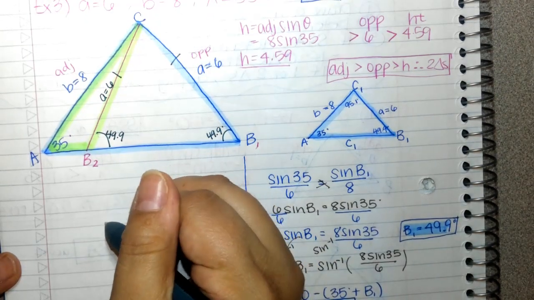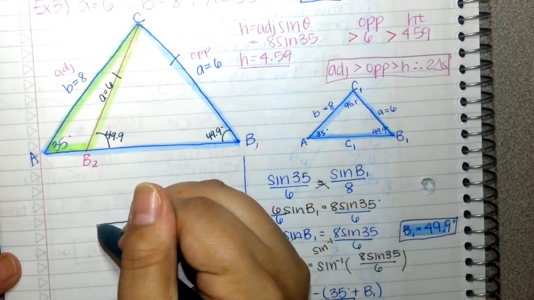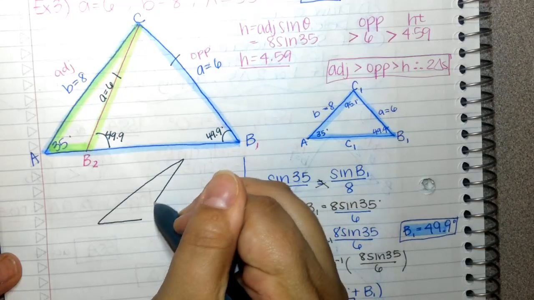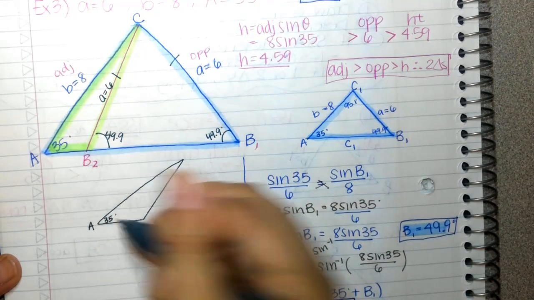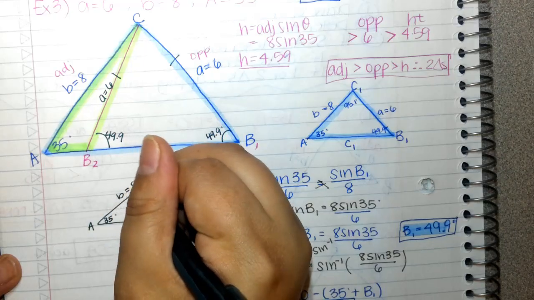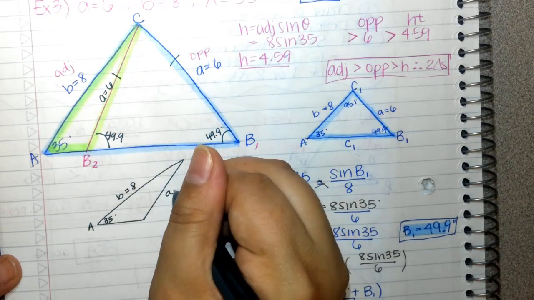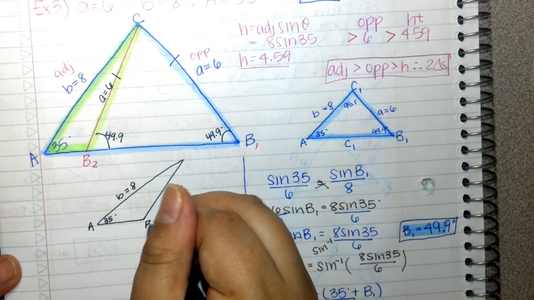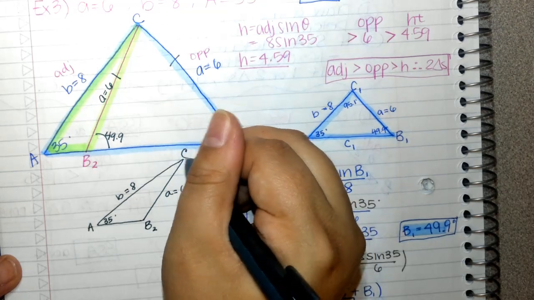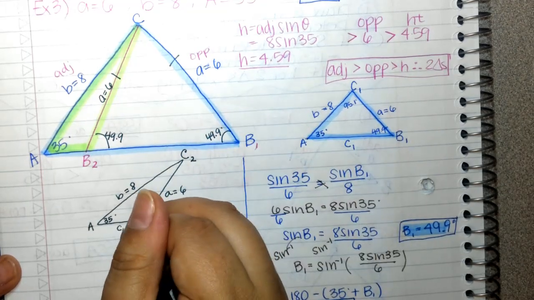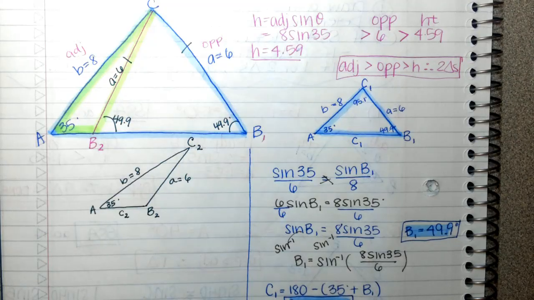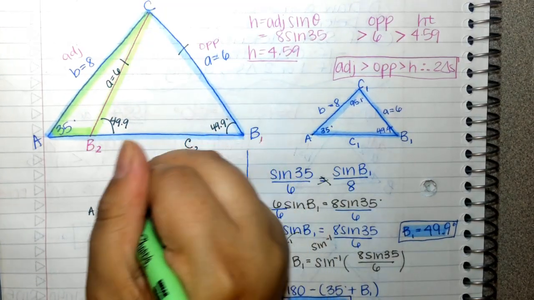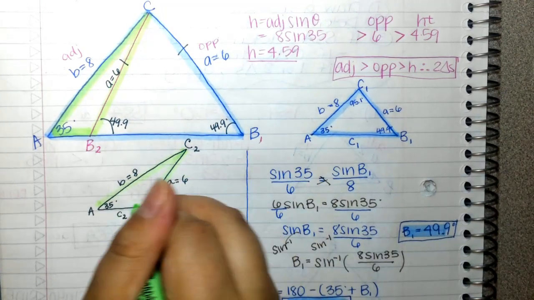Let's draw this separate like we did this one. We have our A is 35 degrees. Our B is 8. Our little a is 6. And this is now my B2. This is C2, and this is little c2. And this is my green triangle that we just highlighted.